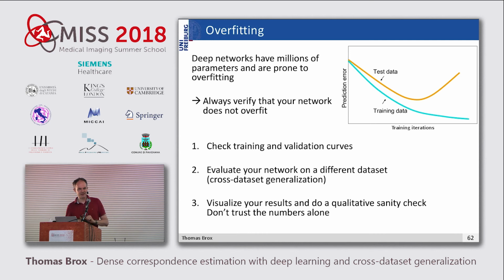First, check the training and validation curves, evaluate your network on a different data set, so to test actually this cross data set generalization, and visualize your results. So that's also useful, that you really look at what the network is producing qualitatively to see if it really makes sense what the network does, or if just the numbers look good, but you don't know actually how the numbers are created. So one way to avoid this overfitting is to use data augmentation.